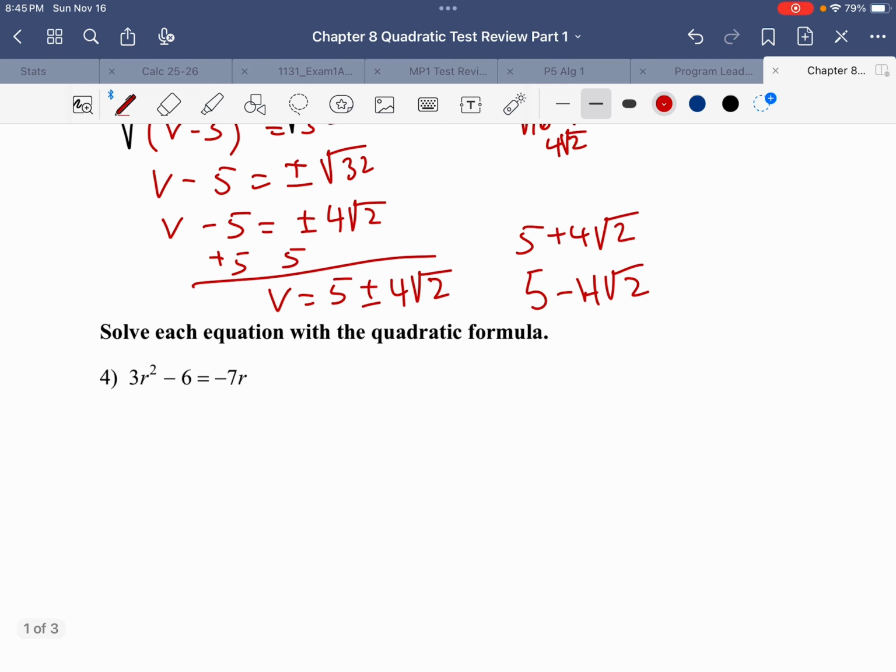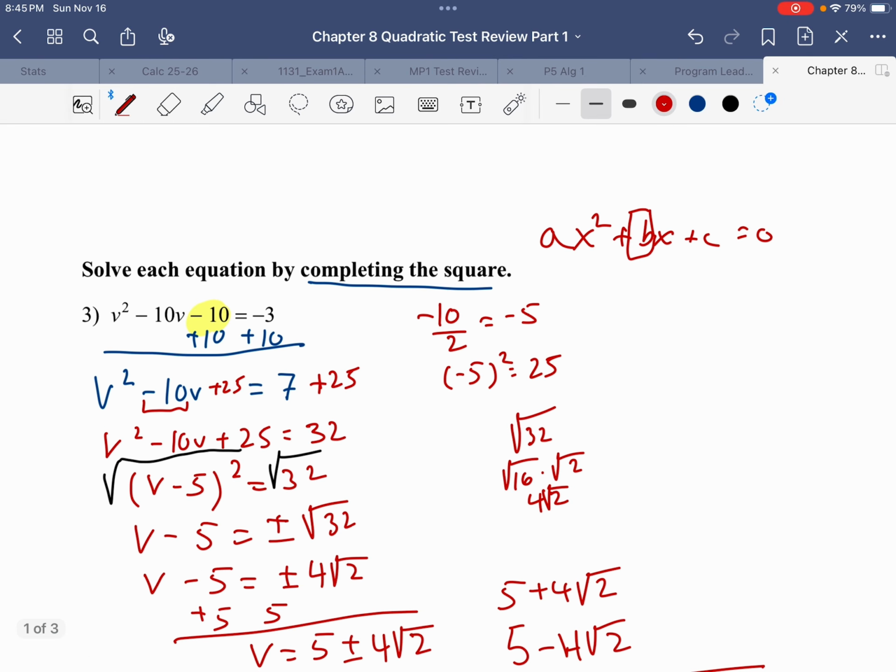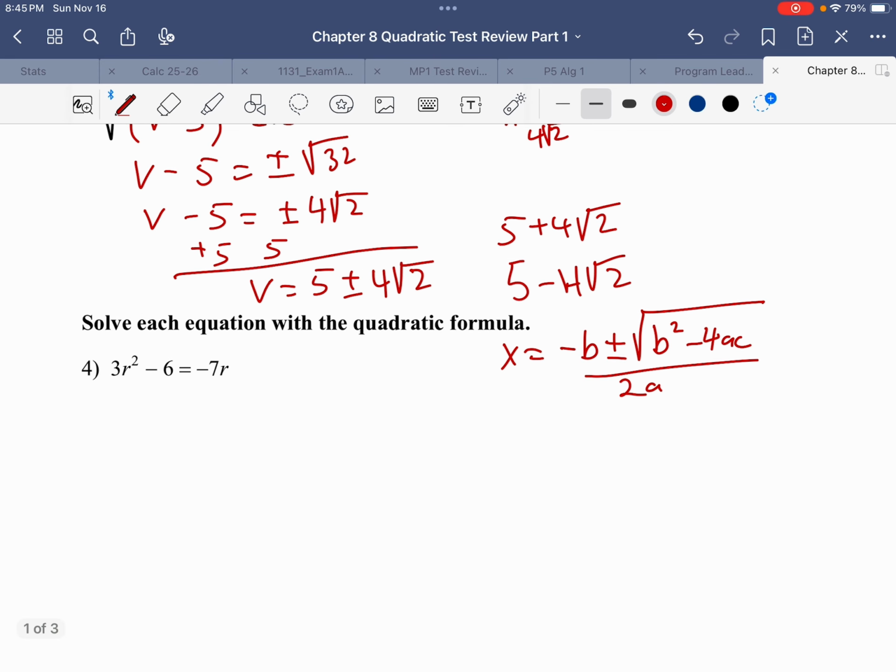For number 4, it's asking us to solve the equation with the quadratic formula. I'm going to have this written down. You don't have to memorize this. Negative b plus or minus the square root of b squared minus 4ac, all over 2a. Again, just like the example I put above, the quadratic formula is going to work when we set this equal to 0. So I need to add 7r on both sides. So I get 3r squared plus 7r minus 6 equals 0.